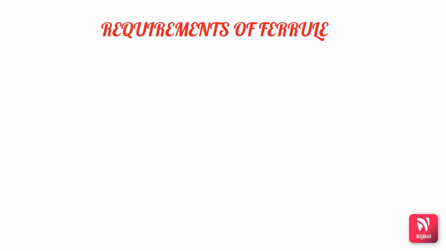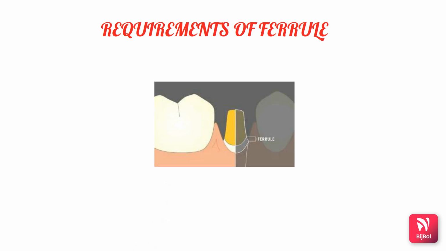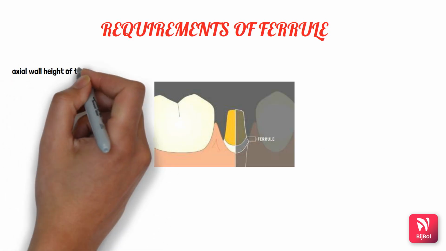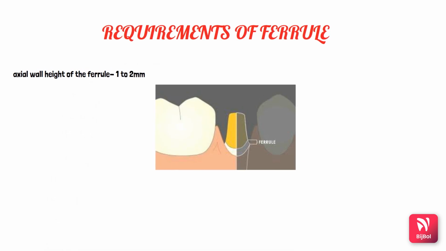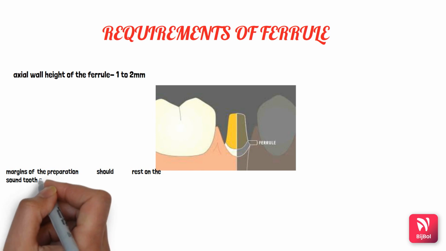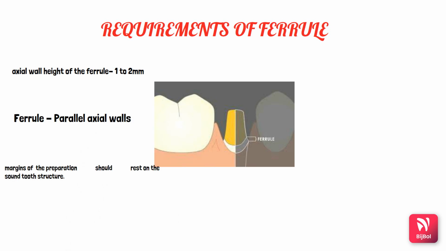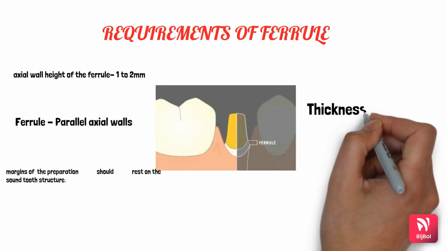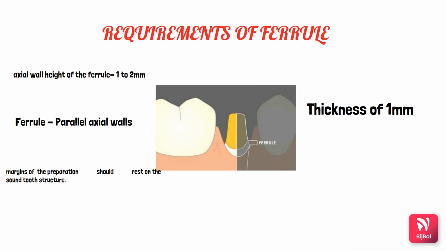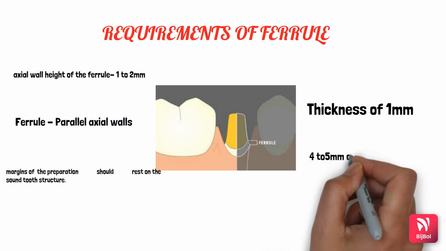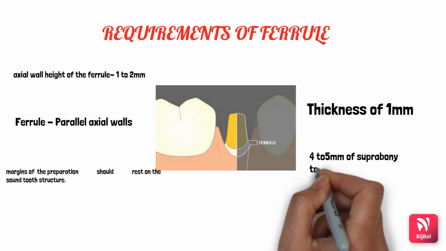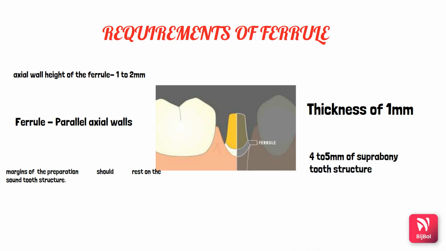Looking at the requirements of the ferrule, the axial height of the ferrule should be greater than or equal to 1 to 2 mm. The margin should always be placed on sound tooth structure, with the ferrule having parallel axial walls. The restoration should completely encircle the tooth with a thickness of 1 mm to be effective. It should also have 4 to 5 mm of suprabony tooth structure, and the restoration should not encroach on the biological width.